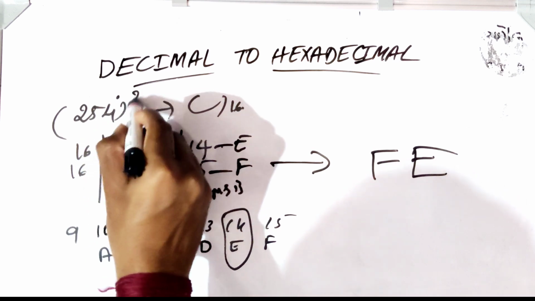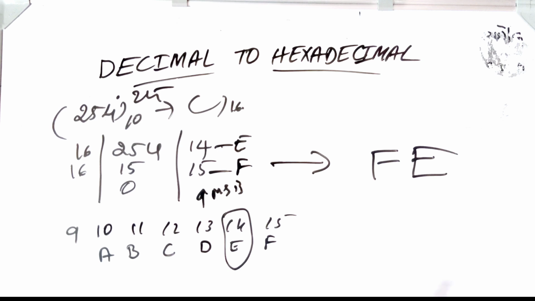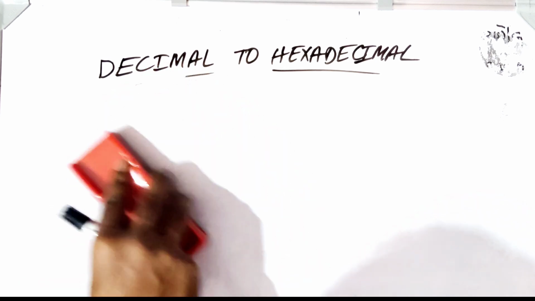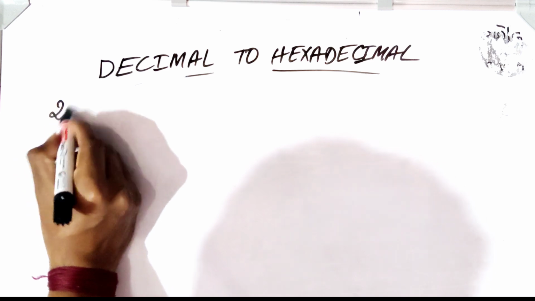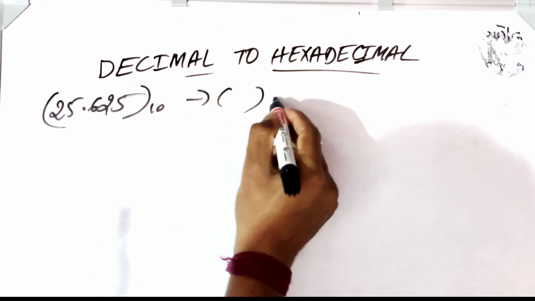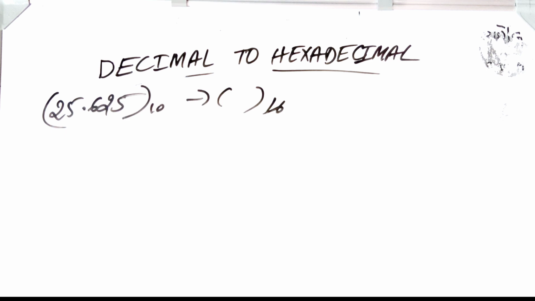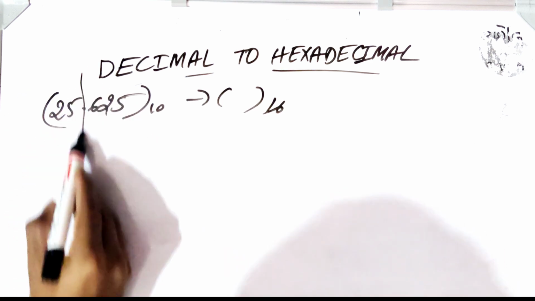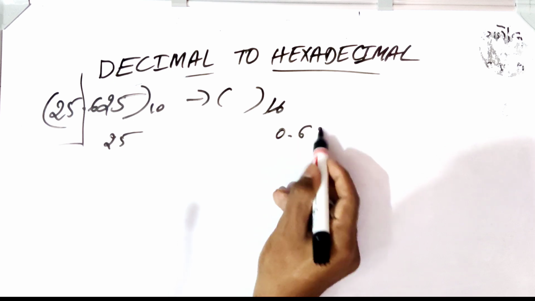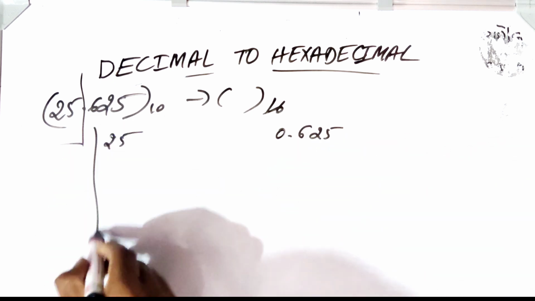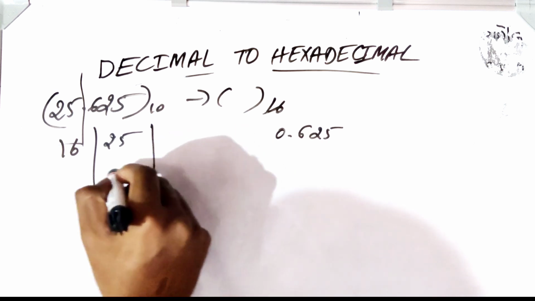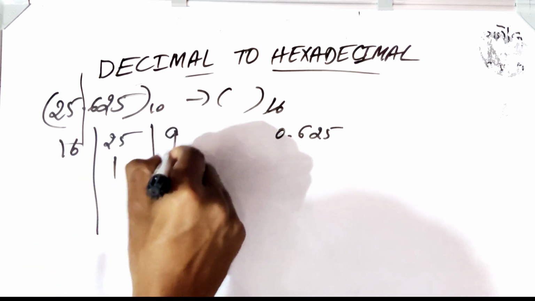So what if the case is 0.25 something? So we will understand a problem which has a decimal value in it using an example. 25.625 with base 10 converted to hexadecimal. So how to convert it? Consider it as two separate parts and solve the problem. Consider 25 separately and 0.625 separately. Divide this with the base value 16. What you'll get? 16 into 25: 16 ones are 16. The remainder here is 9.